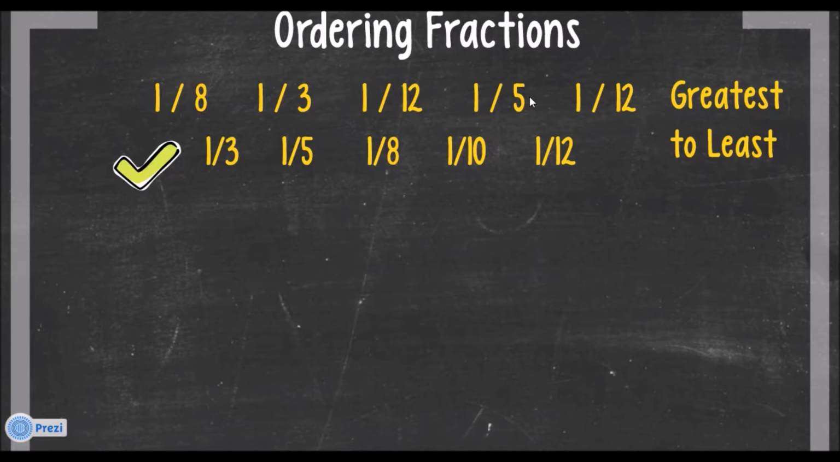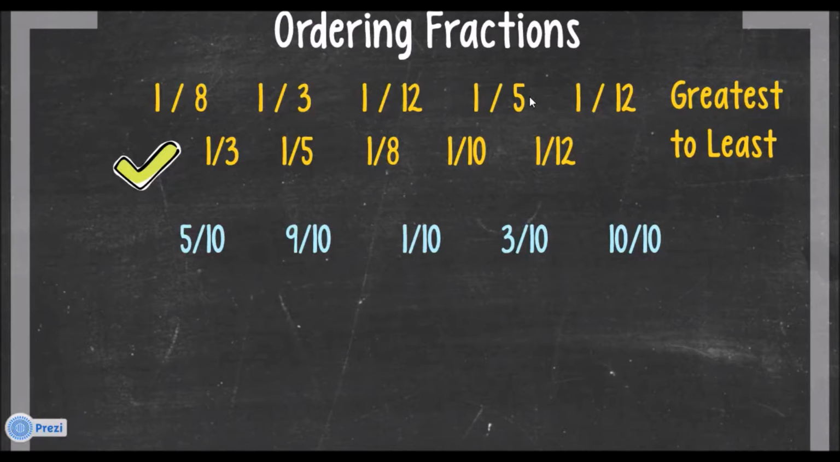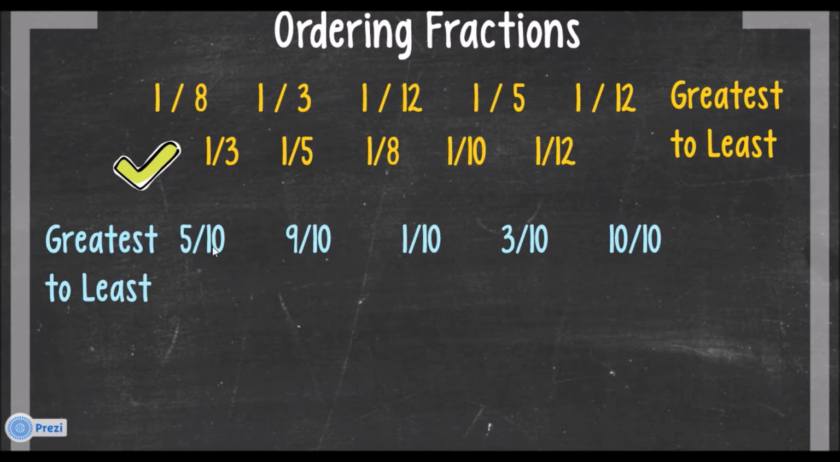Next, I want you to have this set of fractions, and you're going to do the same thing, from greatest to least. Now, here's the difference. We have all the same denominators. So what you're going to look at is you're going to put the numerators in order from greatest to least. So go ahead and pause the video and try it on your own, and then check your answer.